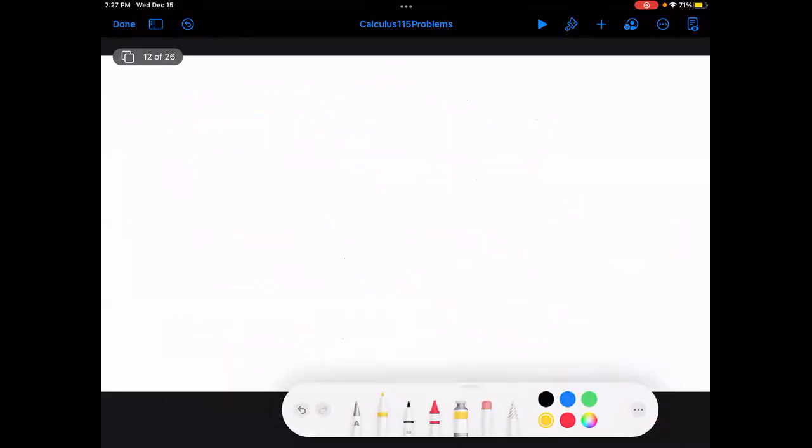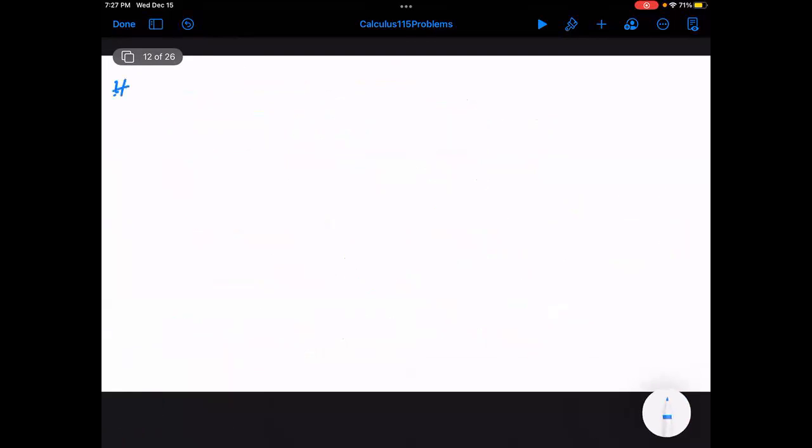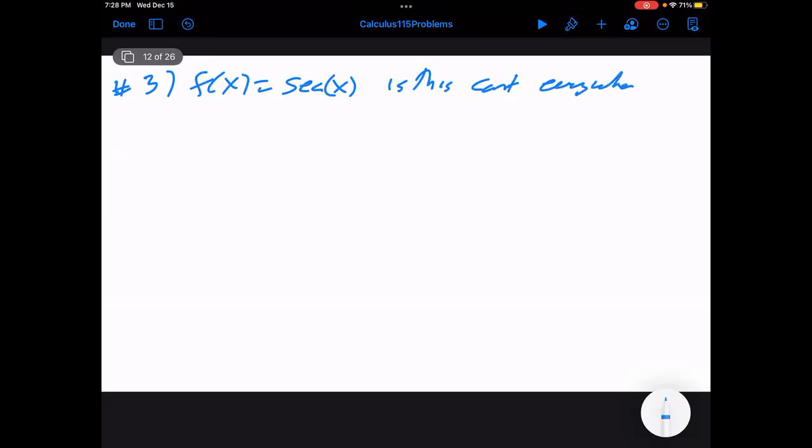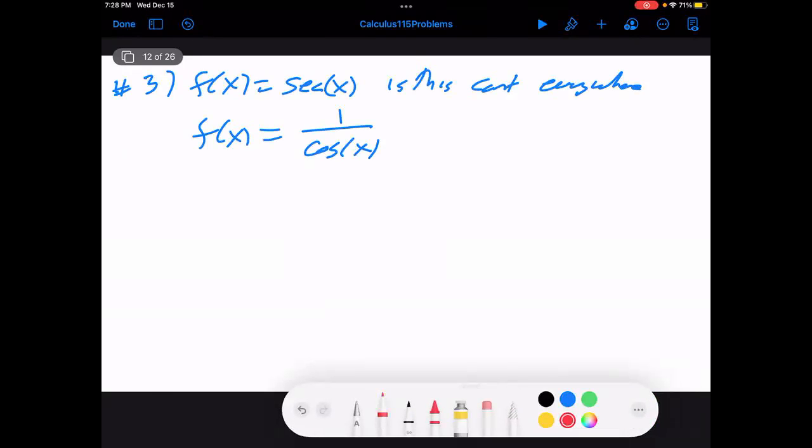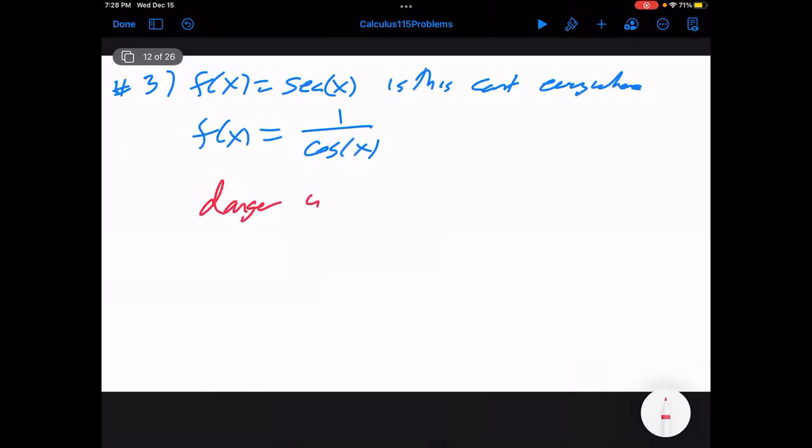So problem number 3. Can you read it? Is f of x equals secant of x continuous everywhere? No. The first thing is, whenever I see a function like secant, I always rewrite it as 1 over cosine of x. As soon as you see a division, what's the danger? When the denominator is 0, when cosine of x is 0.